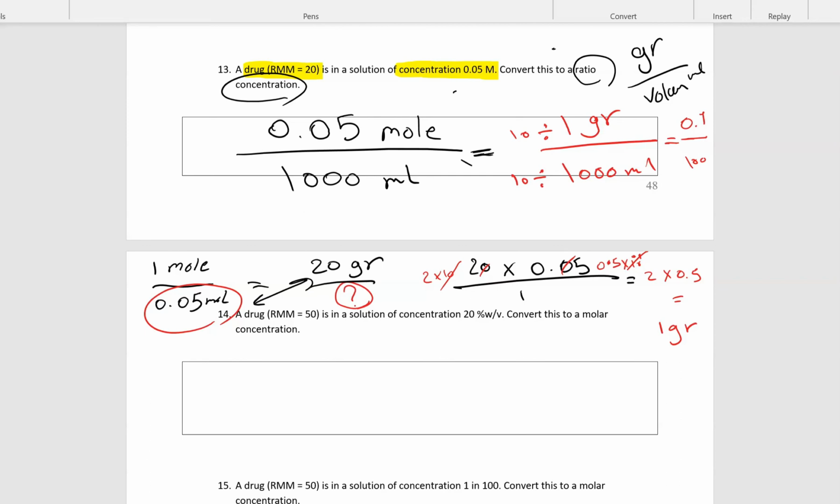If I take 0.1 divided by 100, I will get the percentage, 0.1 percent. But the question is the ratio. The ratio is 1 in 1000. So the answer is 1 in 1000.